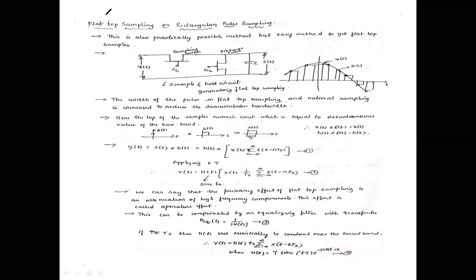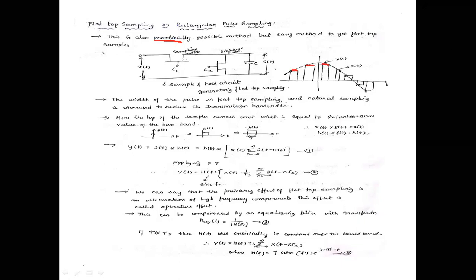Hence, the top of the sample is flat. That is, they have constant amplitude. Hence, it is called flat top sampling, or also called practical sampling, because it is a practically possible method. Natural sampling and flat top sampling.